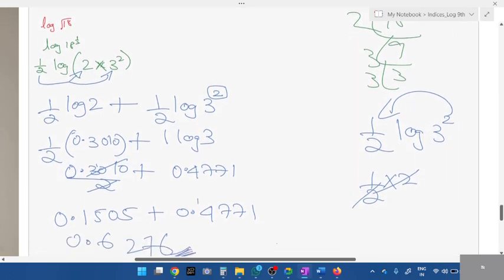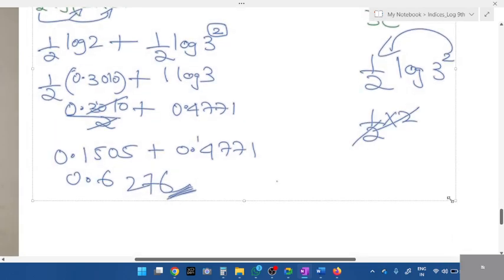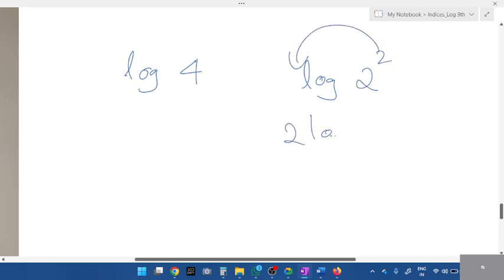Only log 2 and log 3 as values, students. Log 1, log 2 and log 3. Apart from that, whatever number is given, look here. For example, if log 4 is given, how do you convert log 4? Convert into powers. Factorize log 4. What do you get? 2 square. 2 goes in the beginning. Yes, 2 log 2. What is the log 2 value? Substitute.